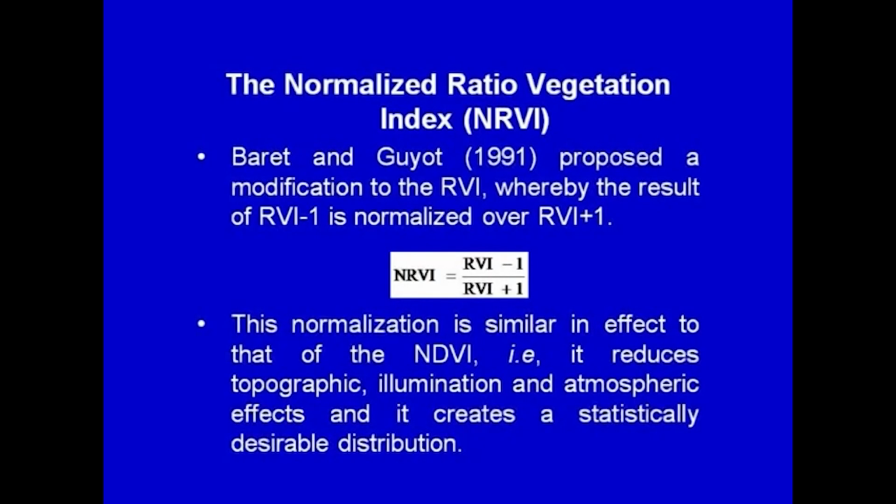The next indices is the normalized ratio vegetation indices, or in short known as NRVI. Well, Barrett and Guyer in 1991 proposed a modification to RVI, whereby the result of RVI minus 1 is normalized over RVI plus 1. This normalization is similar in effect to the NDVI, that is, it reduces the topographic illumination and the topographic effects, and it creates a statistically desirable distribution.